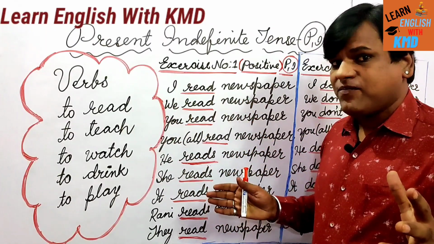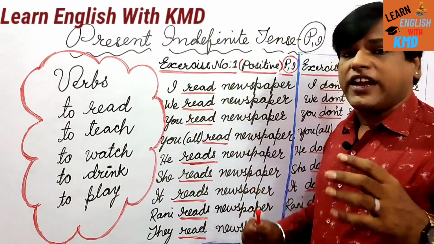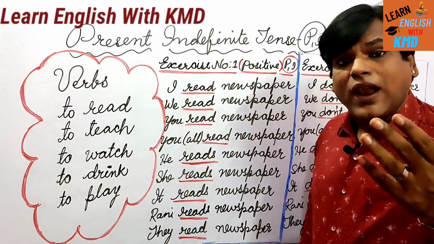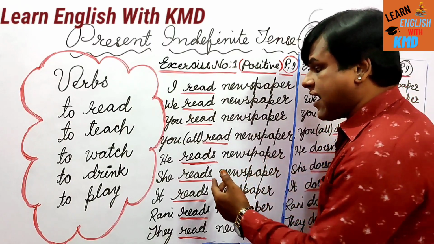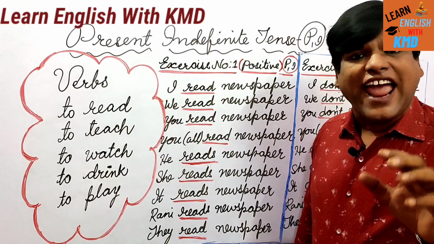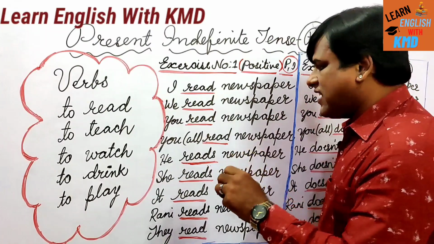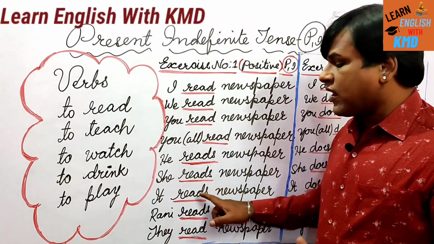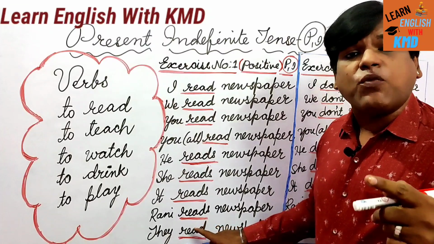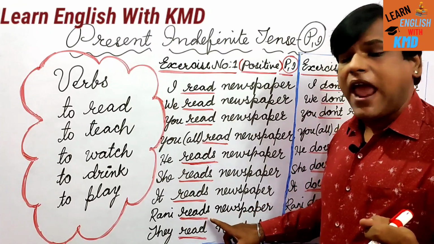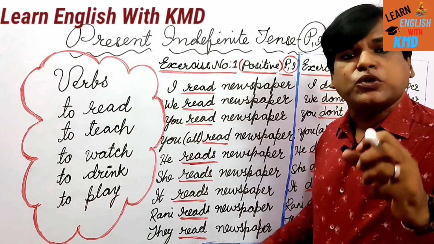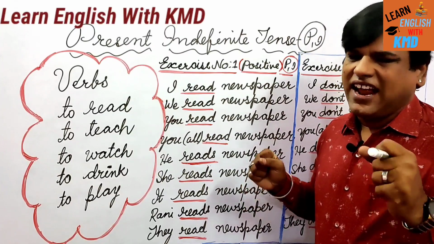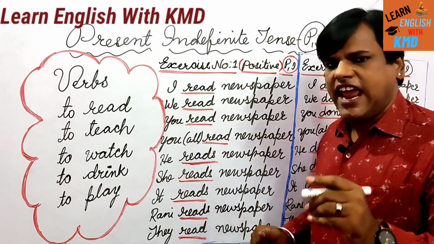I read newspaper. We read newspaper. You read newspaper. You all read newspaper. He reads. Well, I want you people to pay closer attention to the verb here. It's not he read newspaper. It's he read plus s. What does it become? It becomes he reads newspaper. She reads newspaper. It reads newspaper. Ronnie reads newspaper. Raju reads newspaper. They read newspaper. Well, this is exercise number 1 positive, and this exercise is based upon present indefinite tense.